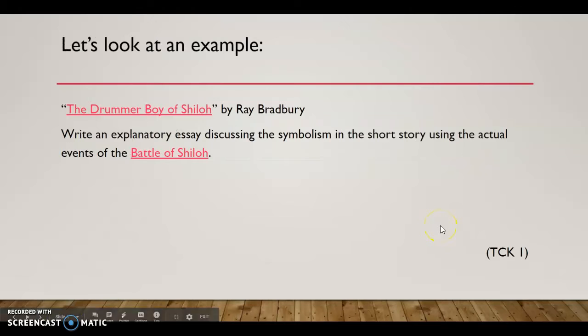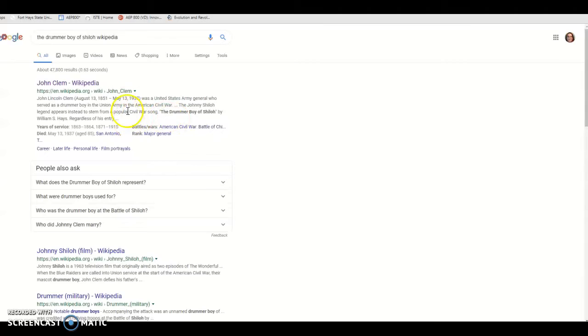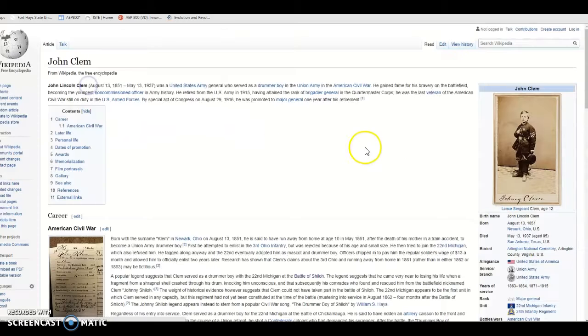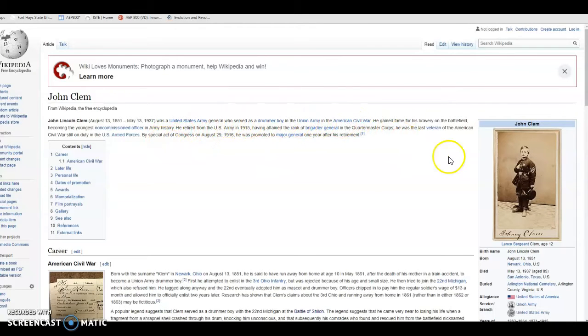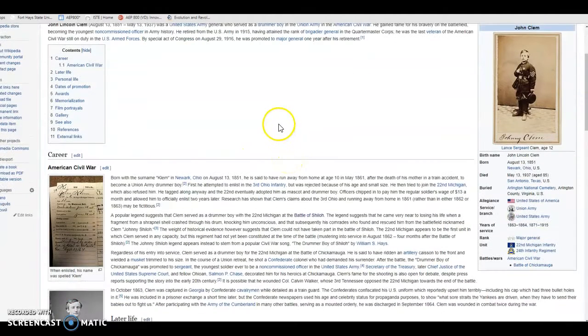I then give them an example. This is an example from our textbook where they read The Drummer Boy of Shiloh. But in this example, I have embedded hyperlinks. So I would take students into actual Wikipedia entries, show them some of the information that they might think would be helpful, but then actually show that this could not be a good resource because it does not actually have any factual information, and the assignment was to use factual information.